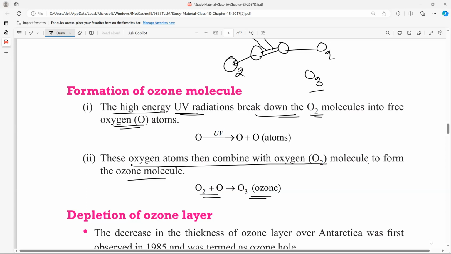Understood? Yes, sir. So we'll provide you the notes of this chapter so you can make the notes and just go through this chapter one or two times and you will memorize each and everything.